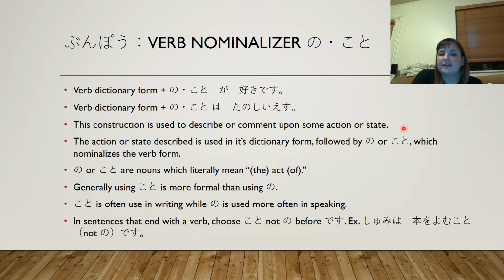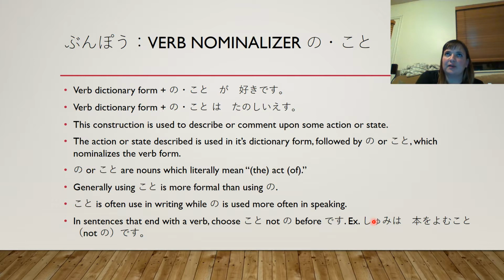And then in sentences that end with a verb, if you're ending with a verb, you want to use koto and not no before the desu. Let's look at examples so that makes sense to you. Here we have shumi wa hon o yomu koto desu. When we say we're ending with a verb, this is probably the one main example you'd want to use right now.